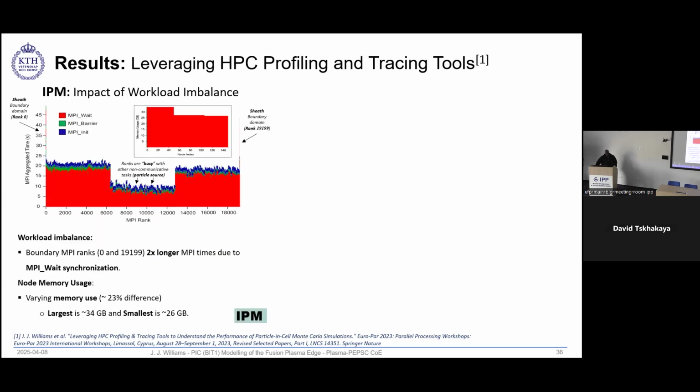So first, let's look at IBM. Remember, David mentioned the boundary ranks; this is a sheath case. That's the one you worry about, and you don't worry about what's going on in the middle. But for HPC, we do need to know what's going on in the middle.